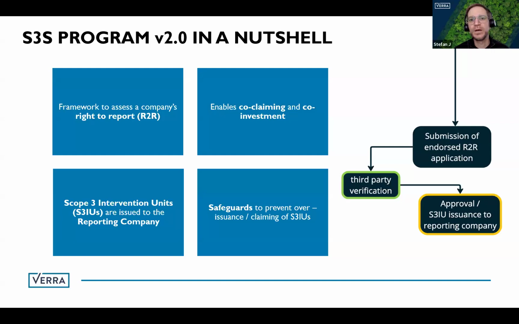Moving to the flowchart on the right, coming from version 1 into version 2, a company would submit a right to report application that is again third-party verified and would lead to the issuance, upon approval, of Scope 3 intervention units to the reporting company. So that is a high-level overview of the Scope 3 standard program.